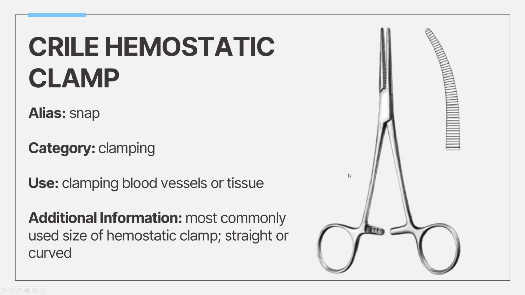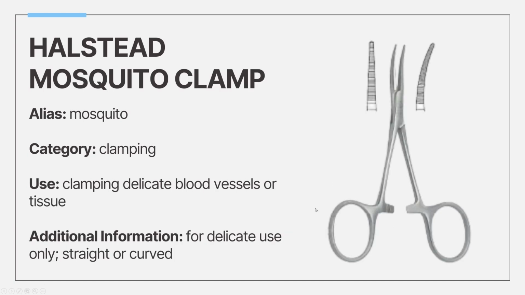Anything less than that, it would no longer be called a cryo or snap clamp. It could also be called a forceps. And we have the Halstead mosquito clamp. These ones are typically 3 inches to 5 inches, and they're used for clamping delicate blood vessels or tissue.